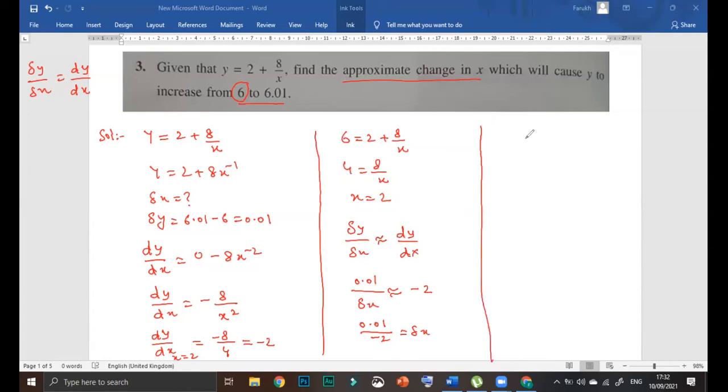Now del x is equal to minus 0.005. Now, if there is a change of 0.01 unit in y, the change in x is minus 0.005. Is there any question?